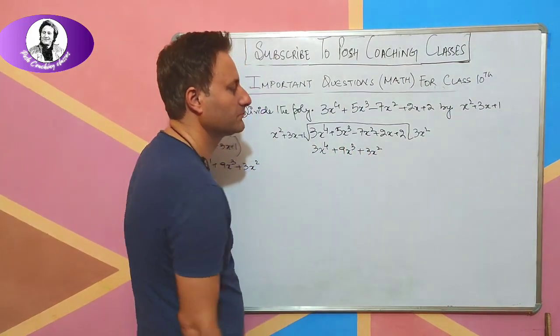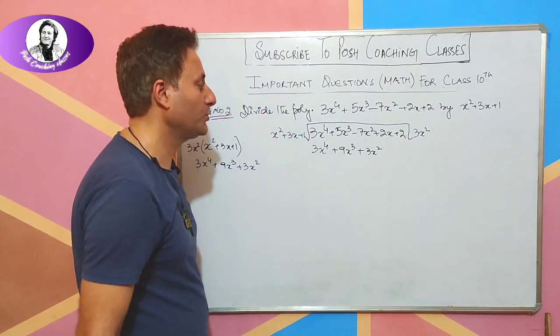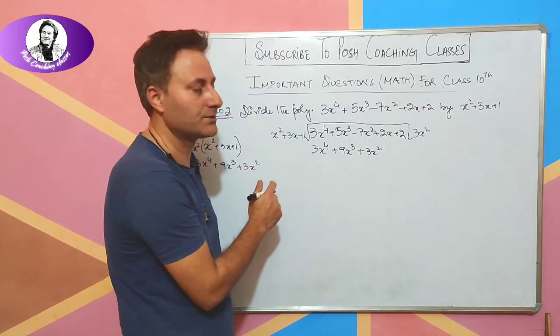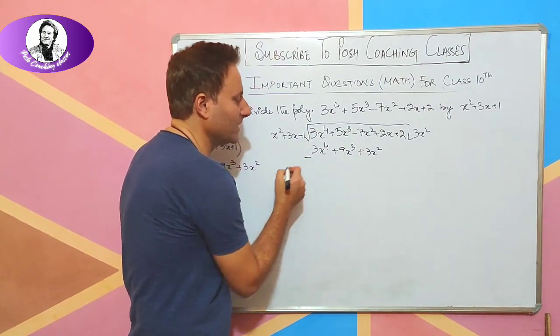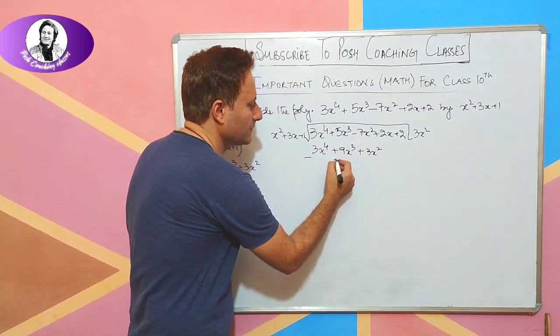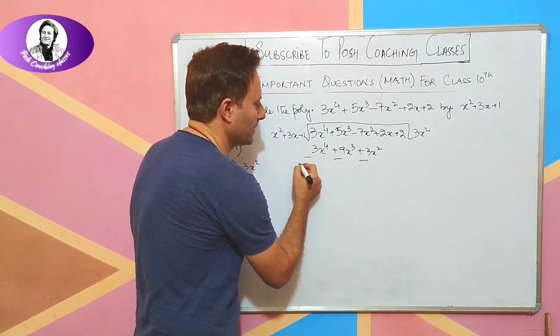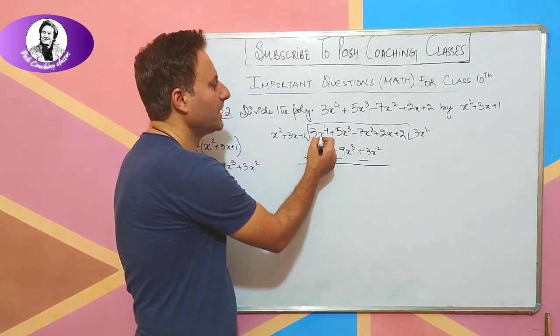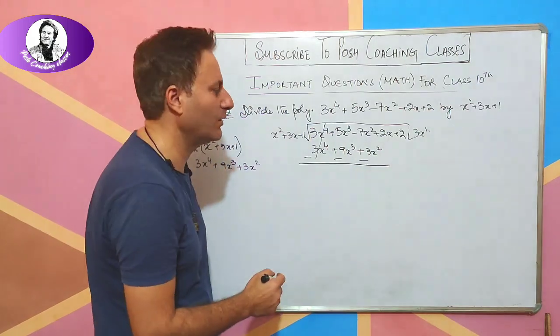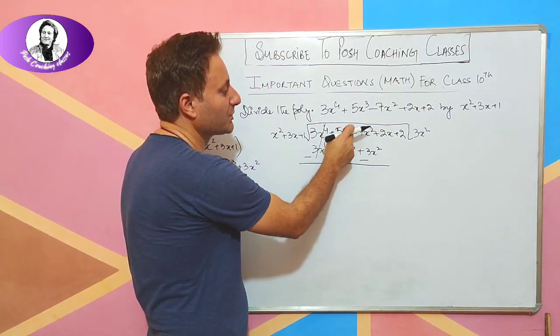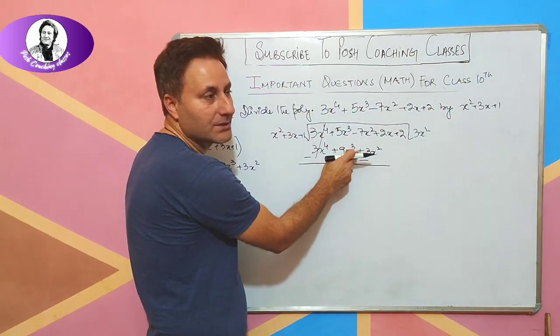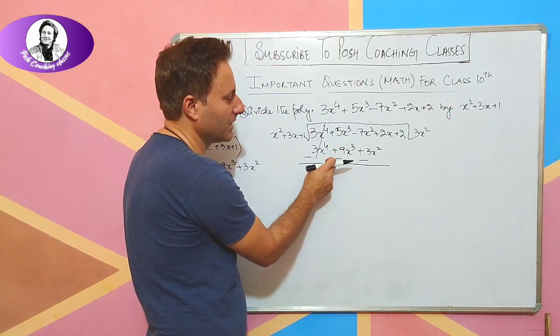Now, what you have to do is change the signs. If this is positive, you make it negative. This is positive, you make it negative. Again, the same thing here. So here, 3x raised to the power 4 and 3x raised to the power 4 are gone. Now what do we have? We have 5x cubed. Now forget these. These are not the signs. Now the signs are these.